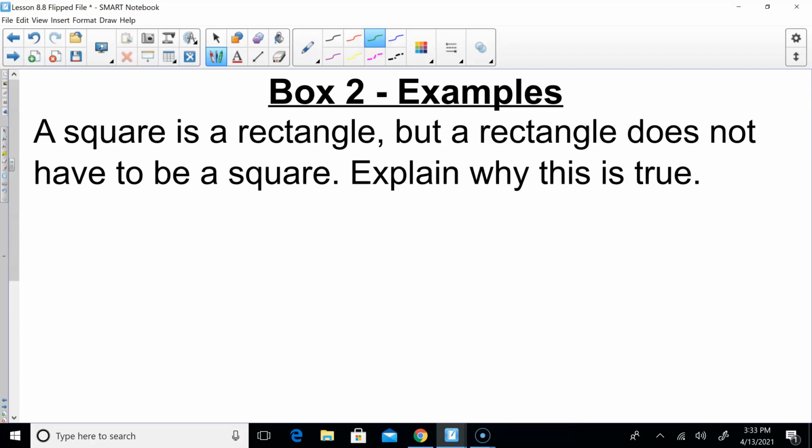Now we have: a square is a rectangle, but a rectangle does not have to be a square. Explain why this is true. So why is a square a rectangle, but a rectangle not a square?